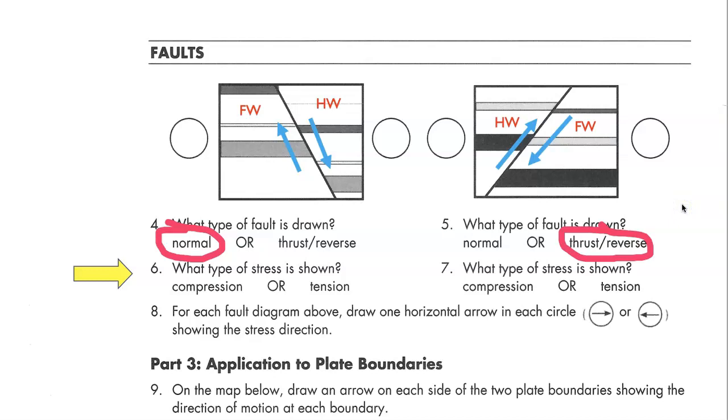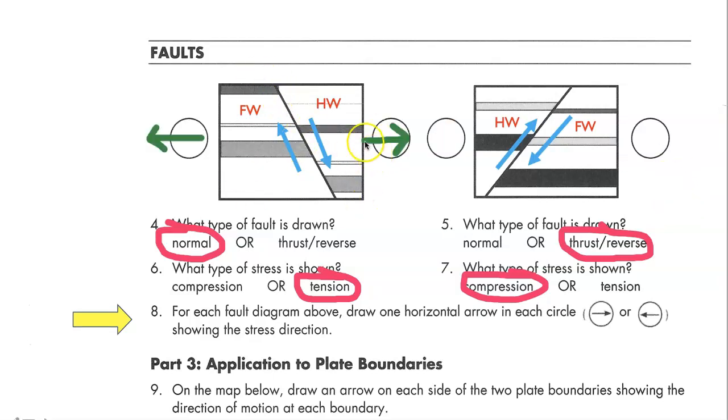What type of stress is shown in the upper left diagram? Tension creates normal faulting. It pulls things apart from each other. Over here, where things are being pushed up and over, we have compression. We can indicate the stress direction with arrows. On normal faults, tension indicates things being pulled apart. On reverse faults, compression indicates things being pushed together.